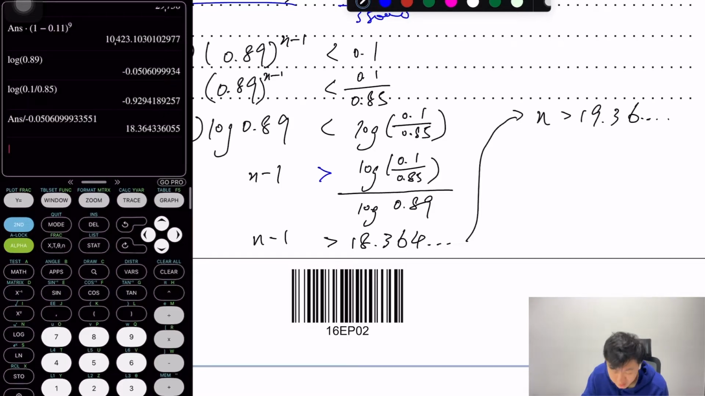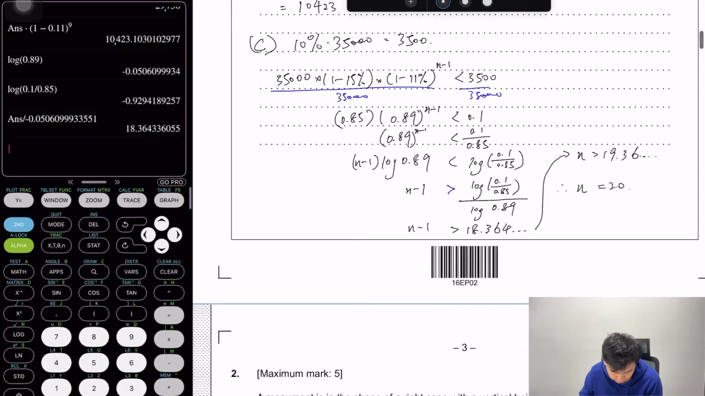Since n has to be in complete years, if it is right at 19 years, it's not yet the 10% because it's 19.3 something. To become completely less than 10%, right? So that means therefore n equals 20. Okay, that's what you have to write.